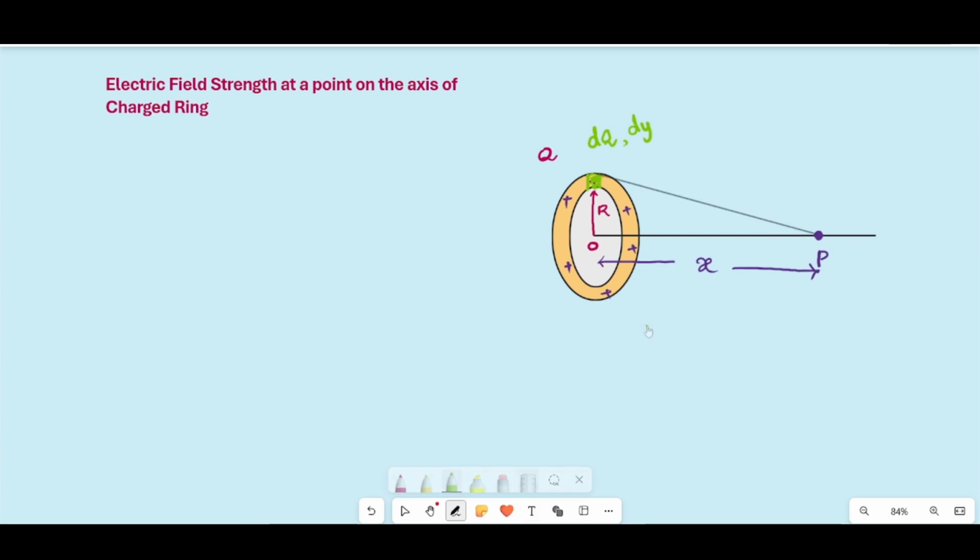We'll see that first. For the small segment dq, the radius of the ring is r, and the point P is at a distance x from the center of the ring. So from the small segment of the ring dq, the distance to point P, from the diagram, is the square root of r square plus x square. Let us see the direction of the electric field. Due to this ring, say here, let me take a point m, from m to P. The electric field direction will be along the line joining m to P. So the electric field due to that small segment dq will be directed in this direction, which we can write as dE bar.